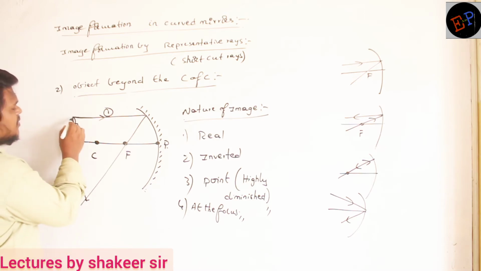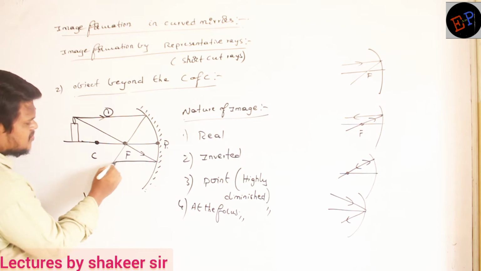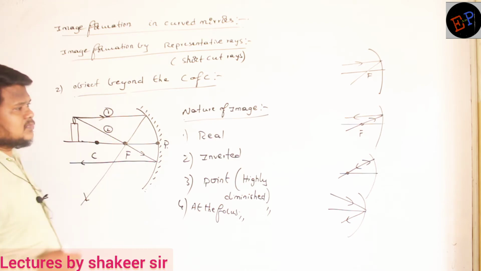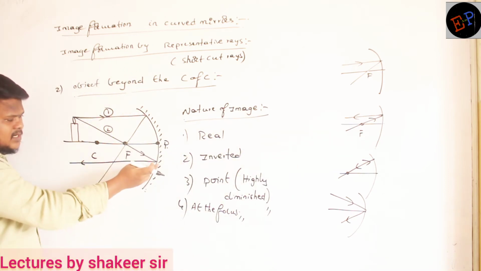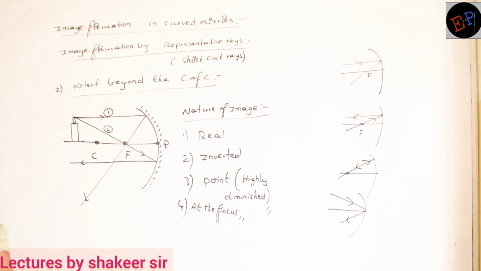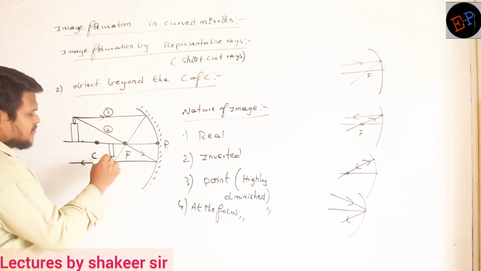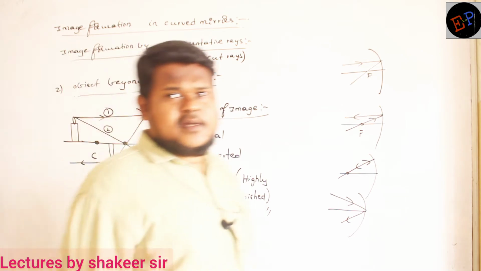Another light ray passing through the focus. After reflection, it should pass parallel to the principal axis. So this is ray number 2. Ray number 2 only, no? A light ray passing through the focus, after reflection, should pass parallel to the principal axis. Where these two light rays are meeting here, no? So here I can say a real image will be created. Okay, ma? So what kind of image will be created? A real image will be created.